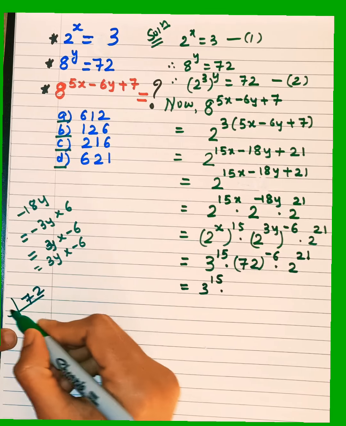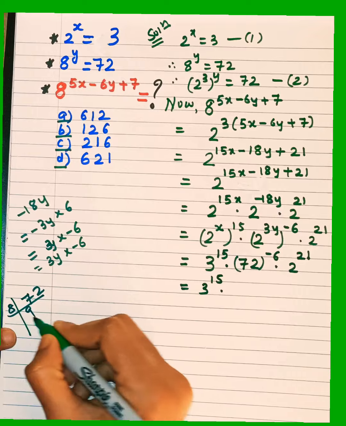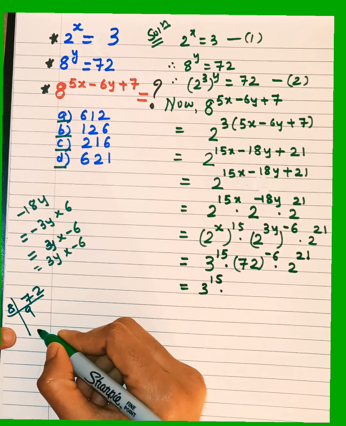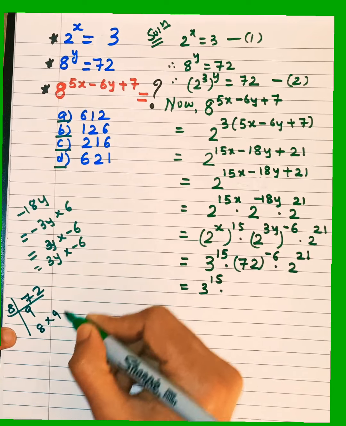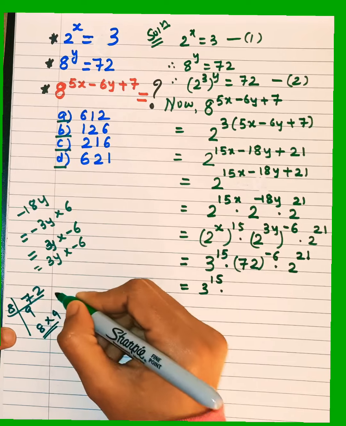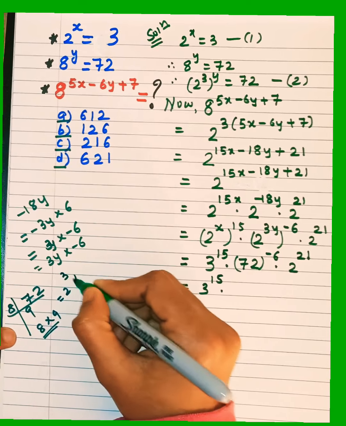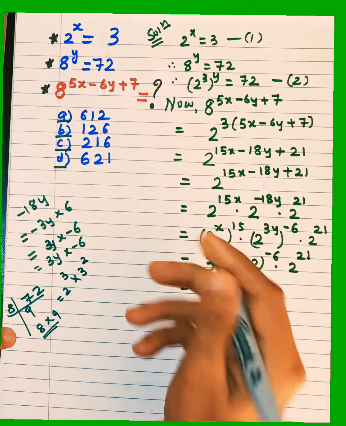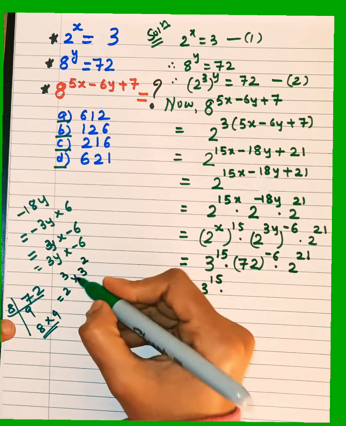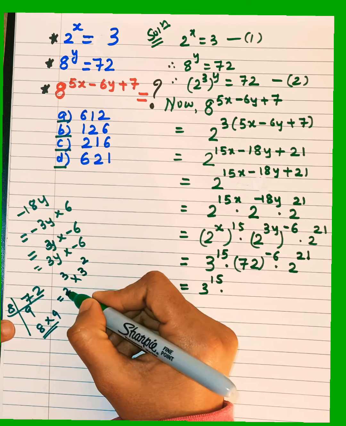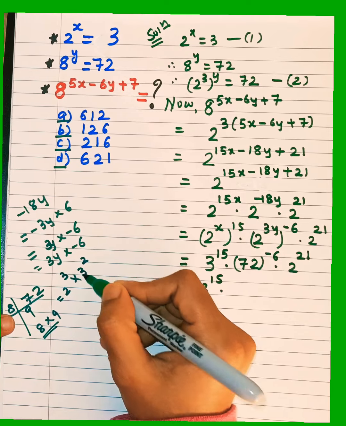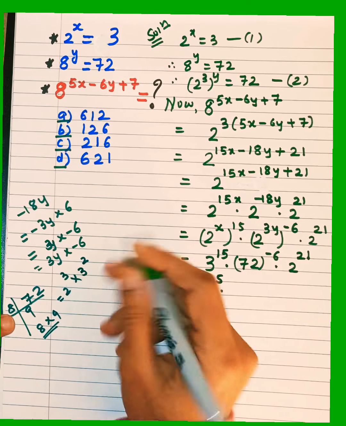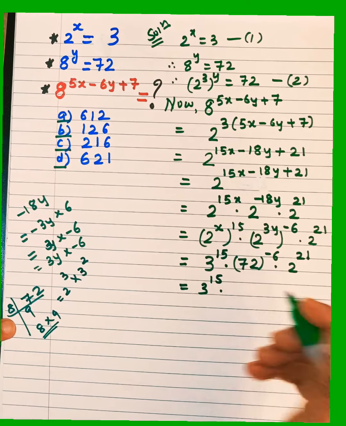So 72 is 8 nines are 72. It means 8 into 9. Now if you see carefully, 8 means it is 2 cube and 9 means it is 3 square. So in place of 72, I can substitute this value, 2 cube into 3 square, or 3 square into 2 cube. This I can substitute here in place of 72.